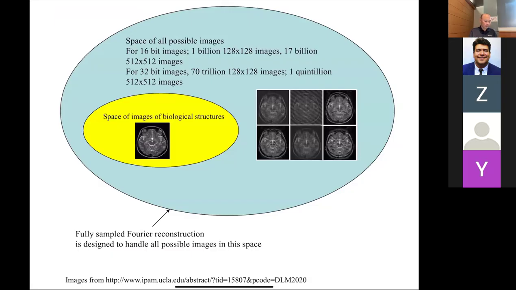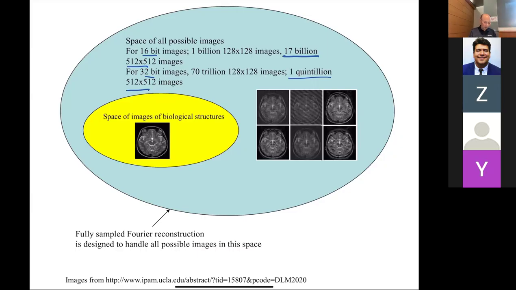If I have a 16-bit image, which just means that every voxel is represented with 16 bits, or I could have a 32-bit image where every voxel has 32 bits, and let's say I have a 512 by 512 image, that means I could have 17 billion possible images or 1 quintillion possible images. All right, so that's a huge space of images I'm trying to solve for, okay?